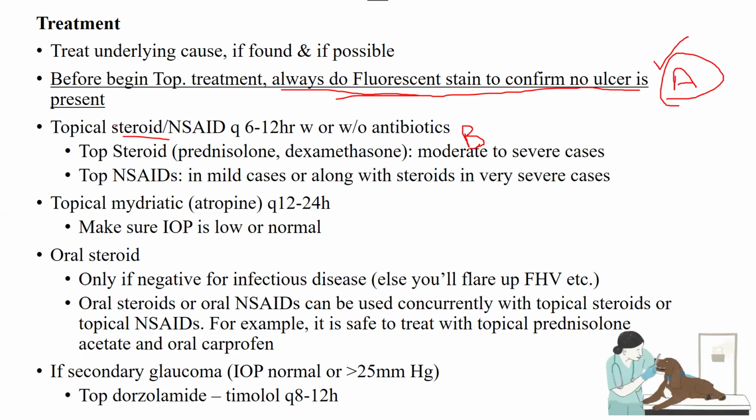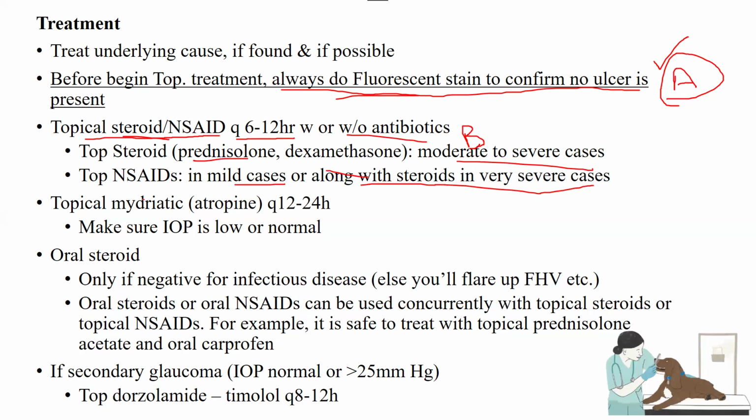So that said, then you can go for topical steroid or NSAID, that's given every 6 to 12 hours with or without antibiotics. Topical steroids can be prednisolone or dexamethasone. This is used for moderate to severe cases, but topical NSAIDs in case of mild cases, or along with steroid in very severe cases. So normally in moderate to severe cases we go for steroids, but in case of mild cases, you are going to use NSAIDs alone, and if there is a very severe case, add NSAIDs with steroids.